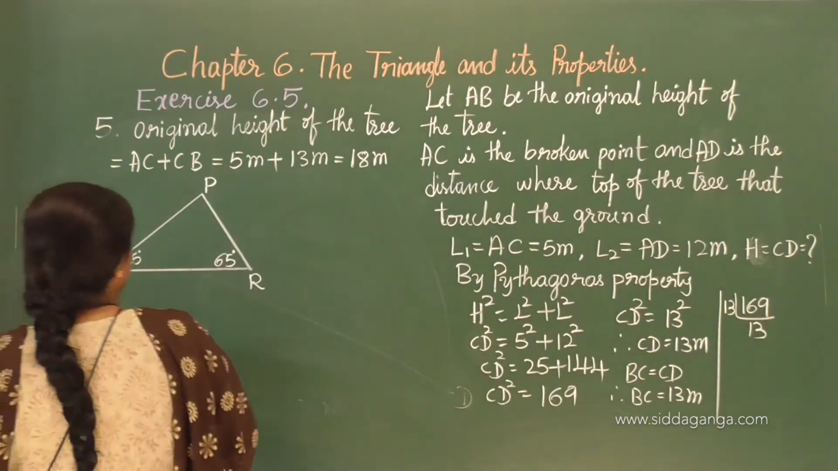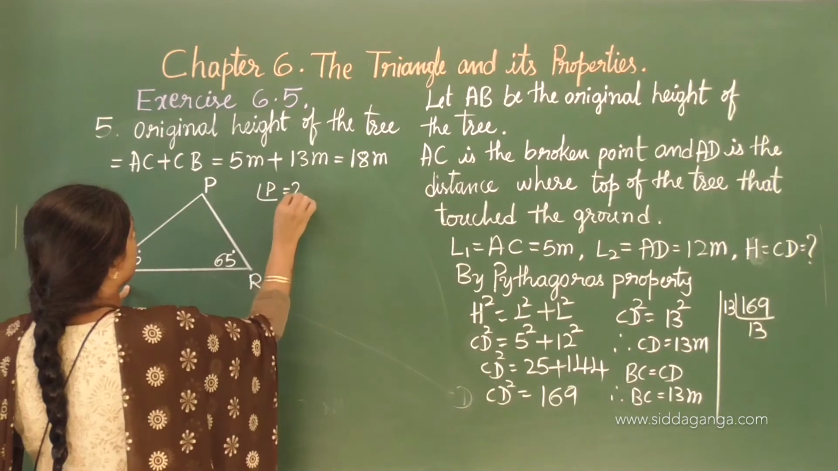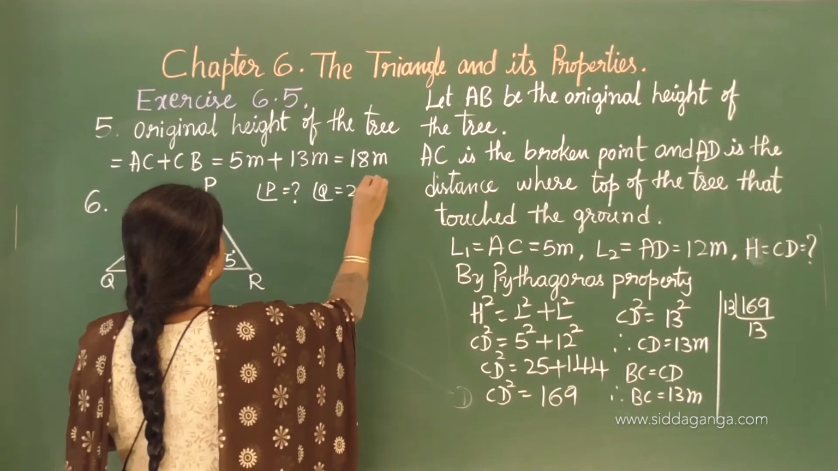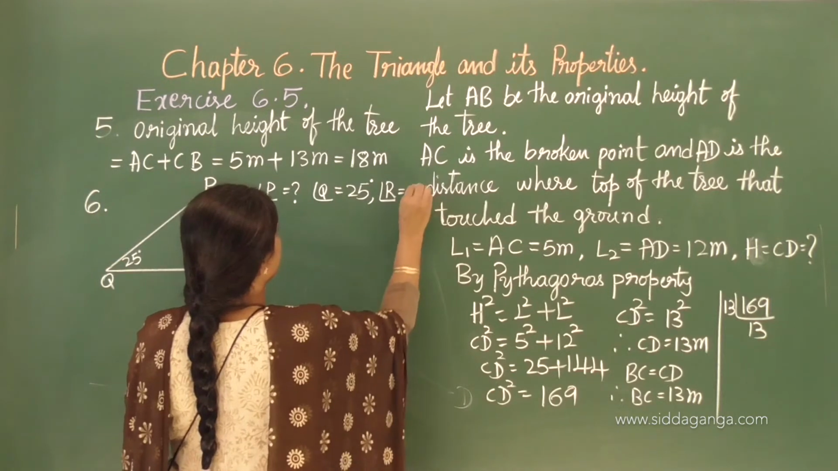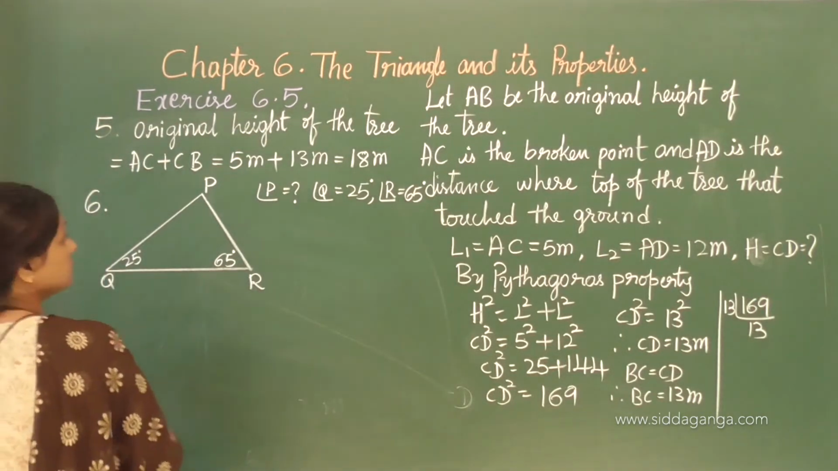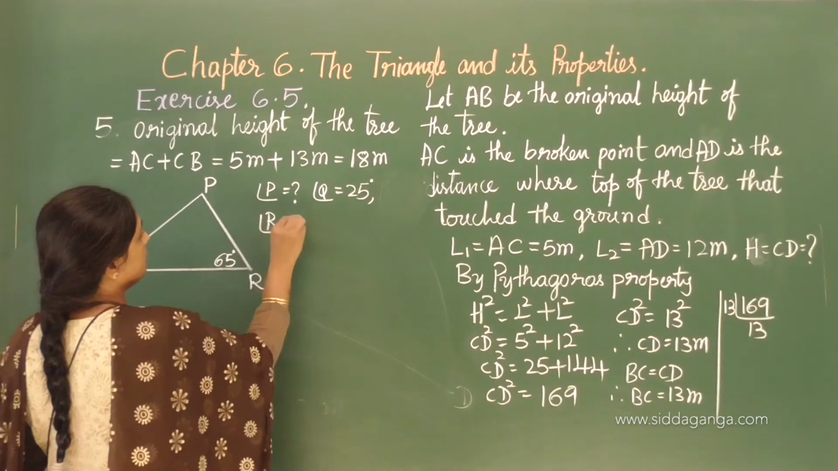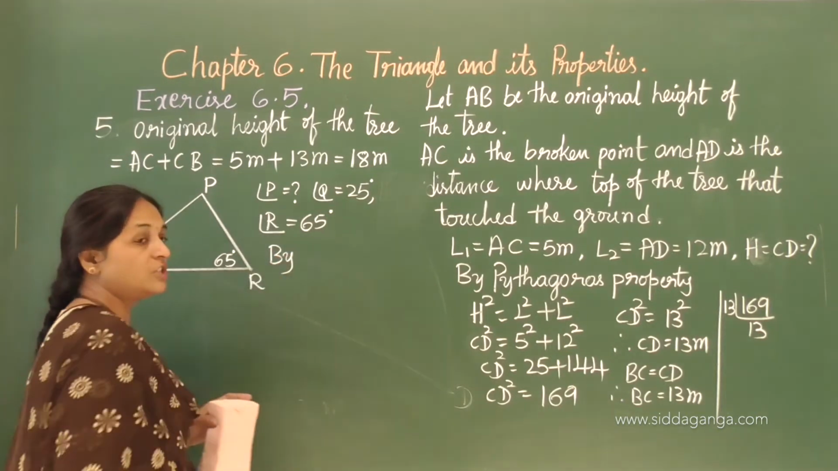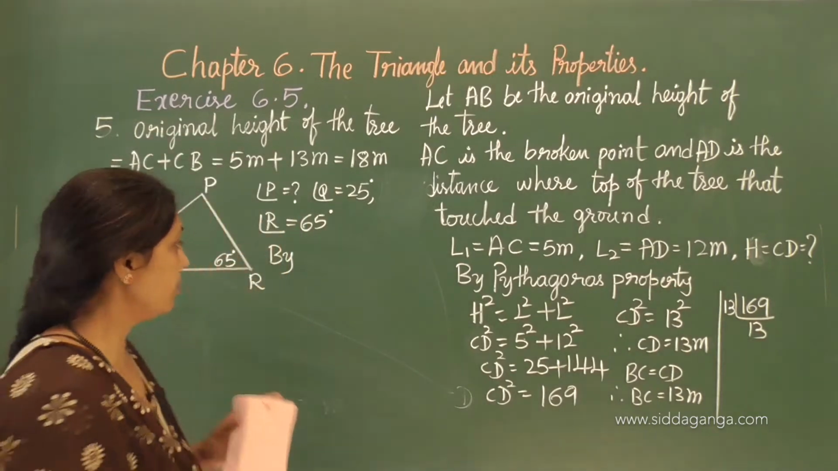How can we find angle P here? Angle P we don't know, we have to find it. Angle Q is equal to 25 degrees and angle R is equal to 65 degrees. Now, angle R is equal to 65 degrees. By which property can we use here? We can use the angle sum property.